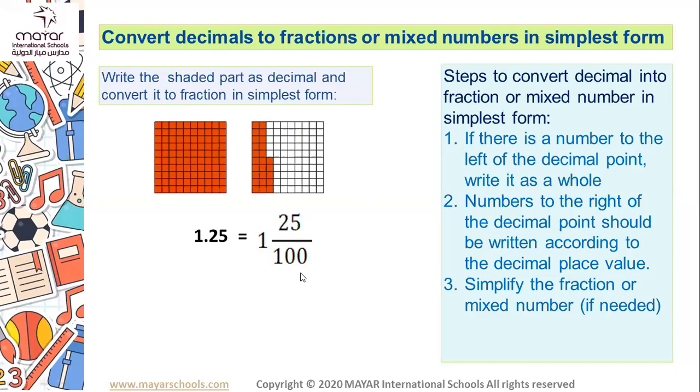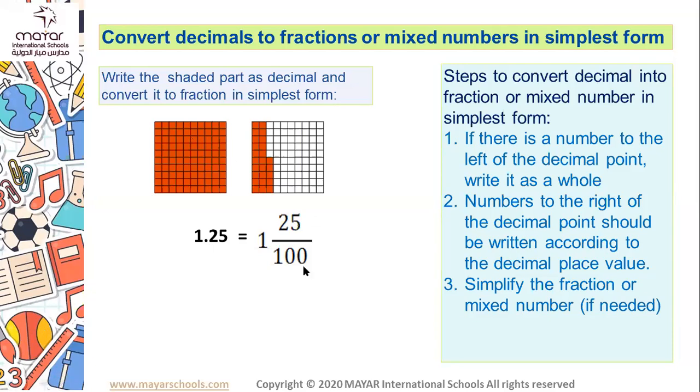Teacher, when we want to read it, do we say one whole and 25 hundredths? Or you can say just 1 and 25 hundredths without the whole. Oh, okay. Yes, Adam, do you want to ask? Okay, Adam, can you continue?